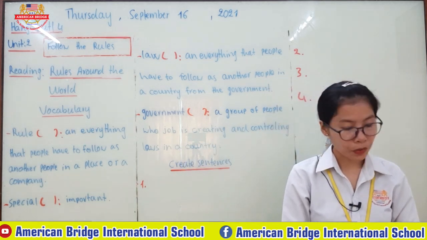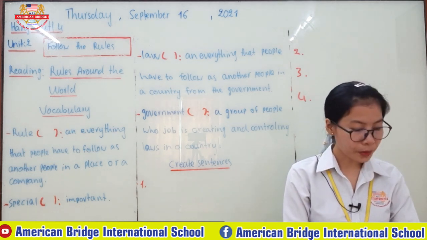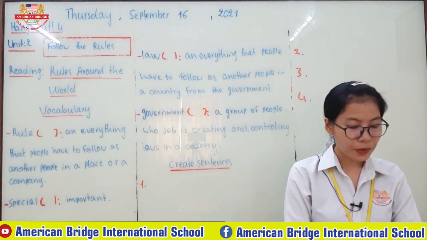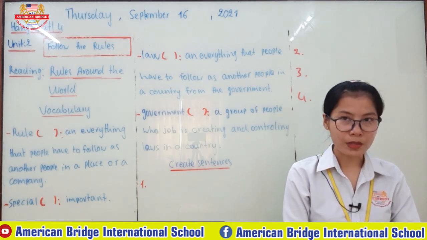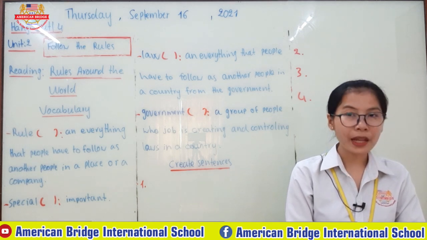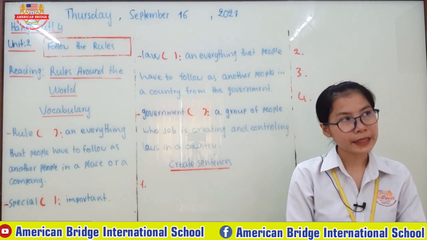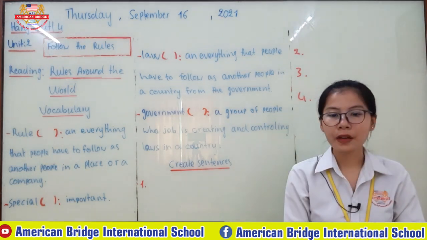So first, rules around the world. Every country has rules. These rules are called laws. Alright, these rules are called laws. Many laws keep us safe. Yes, why do many laws keep us safe?